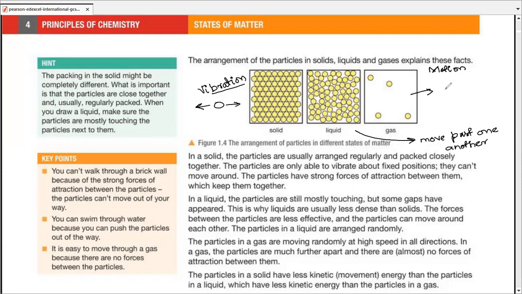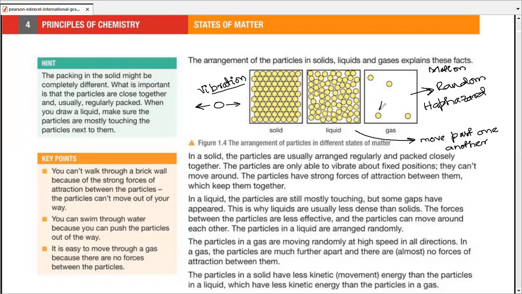However, in case of gas, the motion explained in the book is random, however, I would suggest you to use the word haphazard. Do you know what that word means? No. Okay, haphazard means that they do not care about their own hazard.